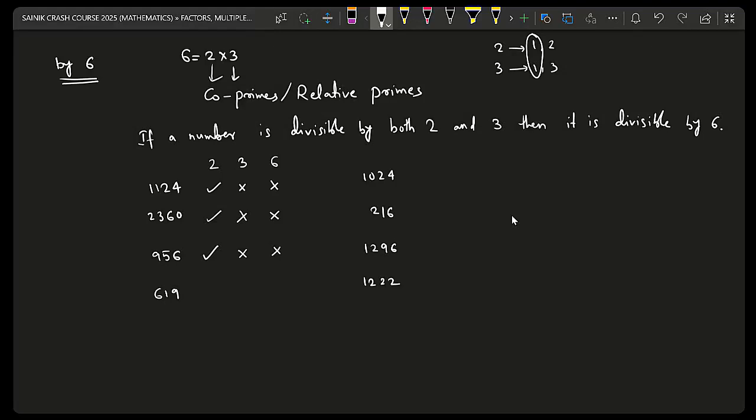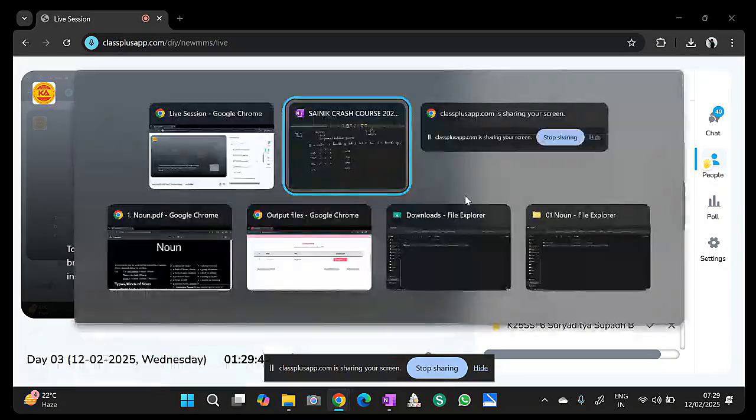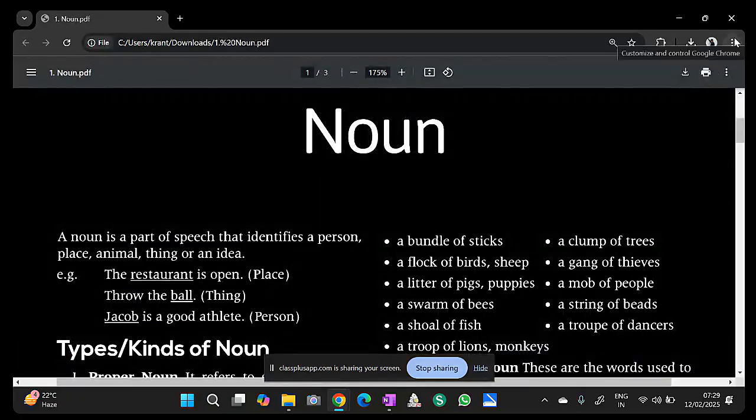Okay. So remaining, Akshit, you can mute yourself. Very good. Remaining examples we'll discuss tomorrow, but we are going to start English class as everybody is asking. I hope everybody is able to see my screen.